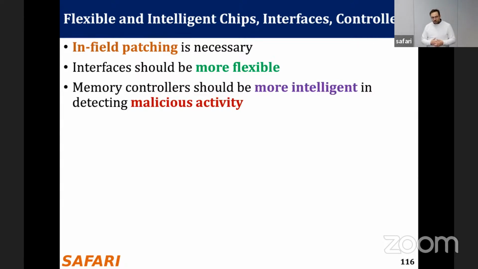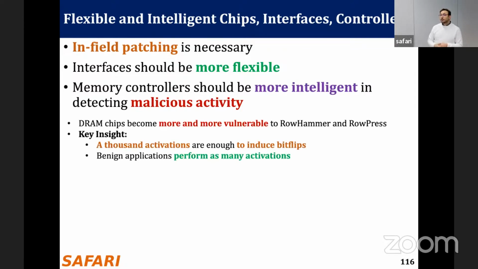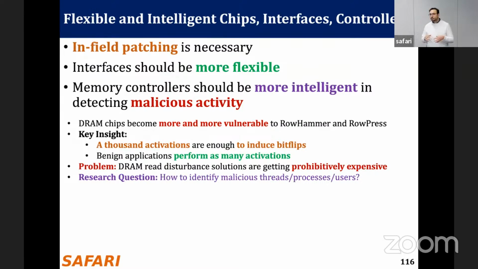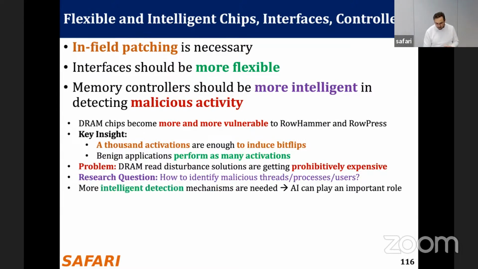Let's go to the memory controllers that are intelligent in detecting malicious activity. DRAM chips become more and more vulnerable to RowHammer and RowPress. The key insight is that 1,000 activations are enough to induce bitflips today with a combination of RowPress and RowHammer. And benign applications rarely perform as many activations as this amount. The problem is that DRAM read disturbance solutions are getting prohibitively expensive. So it's important to identify the malicious threats, processes and users in a way that we will not hurt the performance of the benign applications.